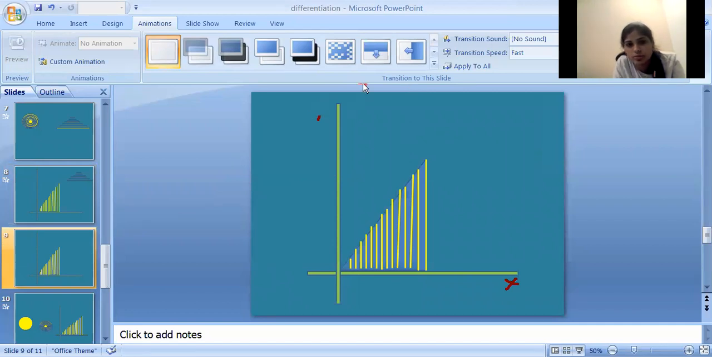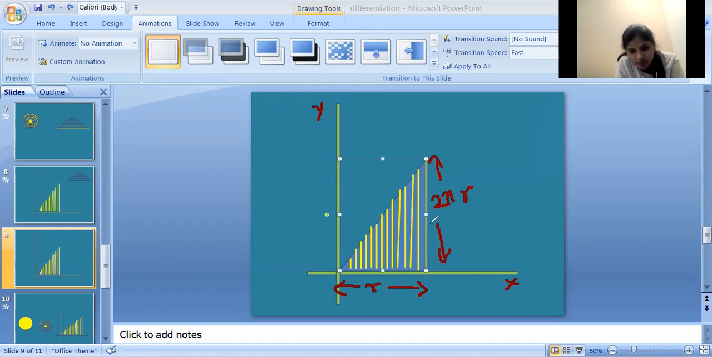And then if you look at the graph closely, you would be able to see a triangle shape over here. From here to here, you would be able to see a triangle shape. The breadth of the triangle is nothing but the radius of the circle. The height of the triangle is nothing but the circumference of the circle. Let me tell you why.